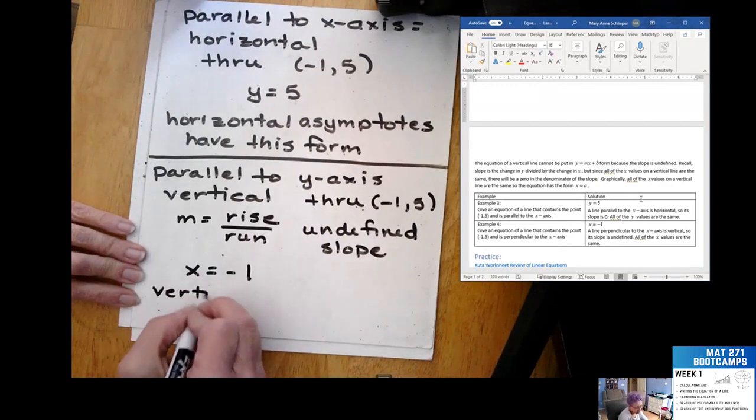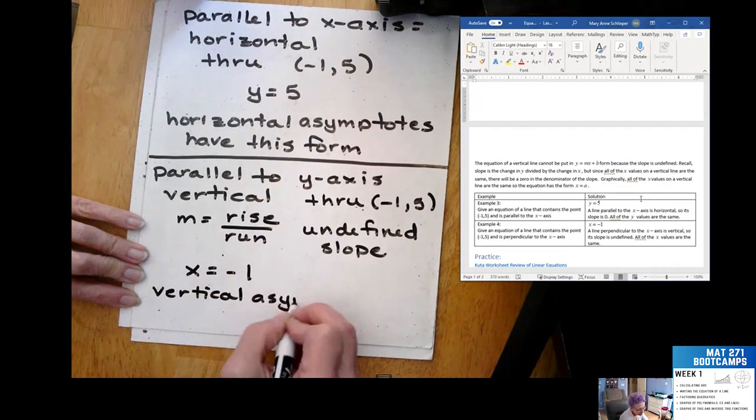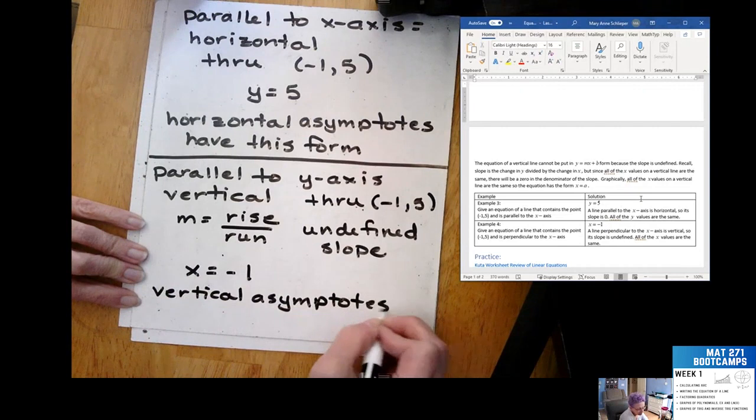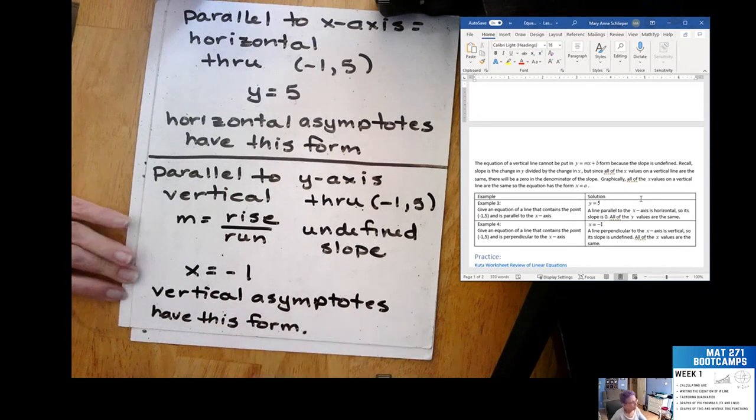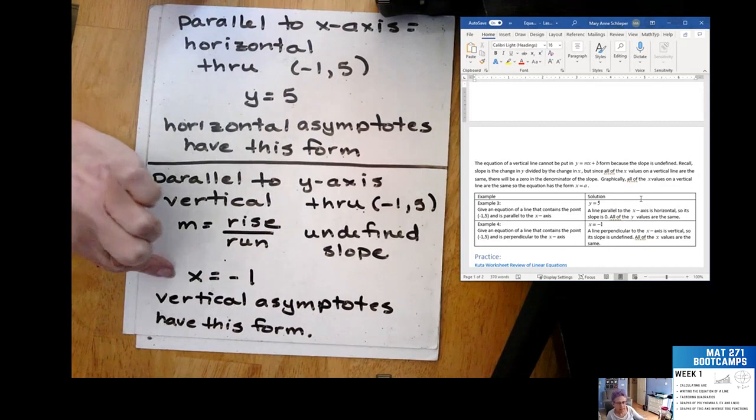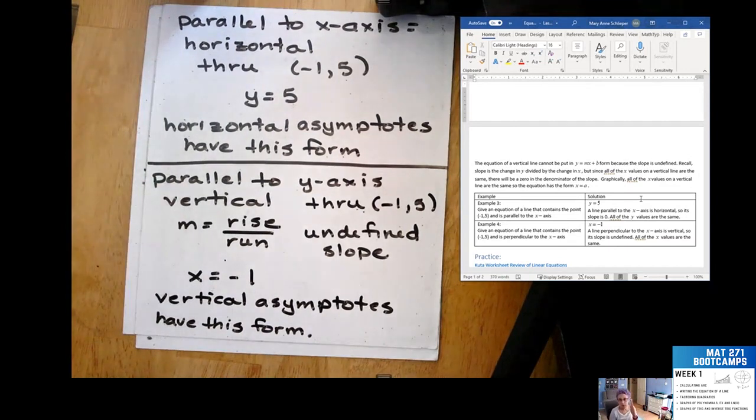And this is what vertical asymptotes look like. You're going to see them often where denominators are equal to 0. If you have a rational function that has 0 in a denominator, you're often going to have a vertical asymptote. Horizontal asymptotes are usually associated with end behavior. Rational functions often have horizontal asymptotes as x approaches positive or negative infinity. They get closer and closer to some number.